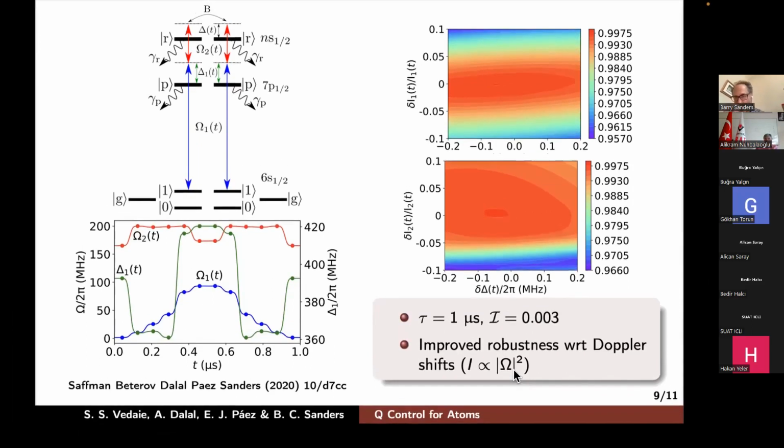Our system is also robust with respect to Doppler shifts. So we're able to incorporate motion into the neutral atoms and find, I mean, it's what we're doing here. So detunings and the intensity fluctuations are not a problem because of the improvement to Doppler shift effects.